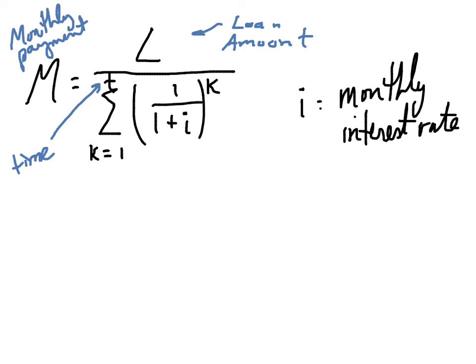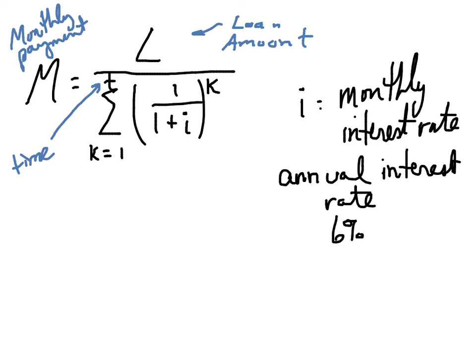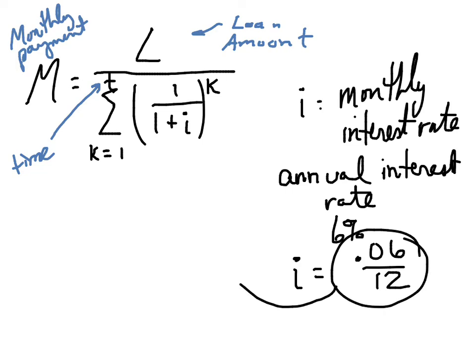On your problems, it might say something like you get an annual interest rate of 6%. But that's not 6% each month. That's 6% for the entire year. So when you're looking at problems like that, you have to do something a little bit different. If it says the annual interest rate, let's say it's 6%, then to find I, you're going to take 0.06 and divide it by 12. And that number is what's going to go in for that part there.